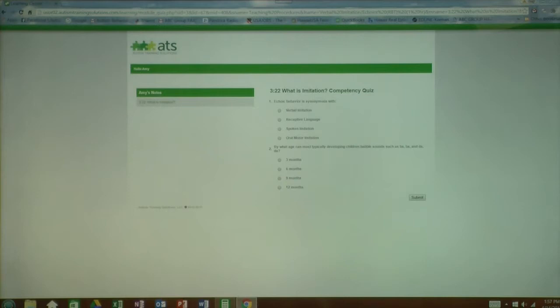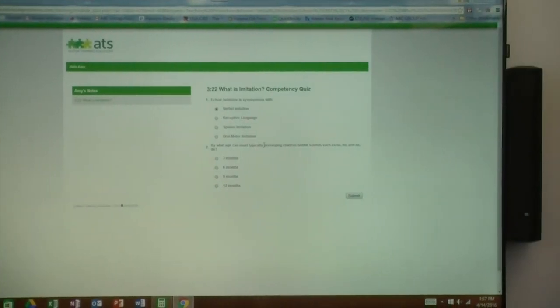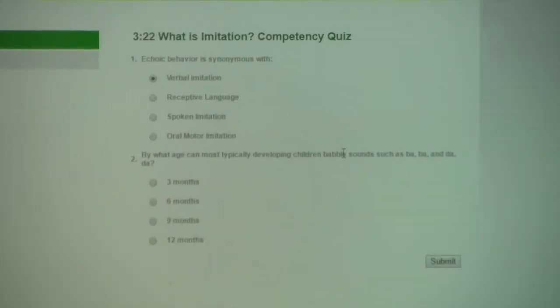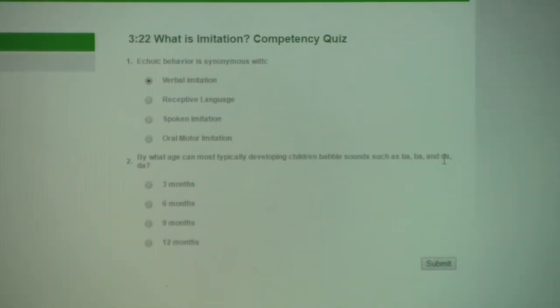Echoic behavior is synonymous with verbal imitation. By what age can most typically developing children babble sounds such as ba, ba, da, da?